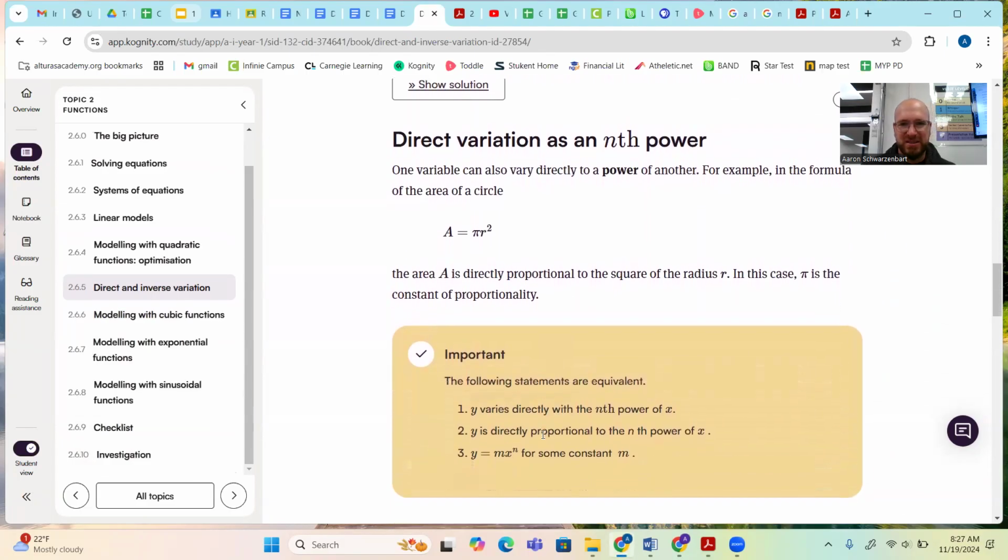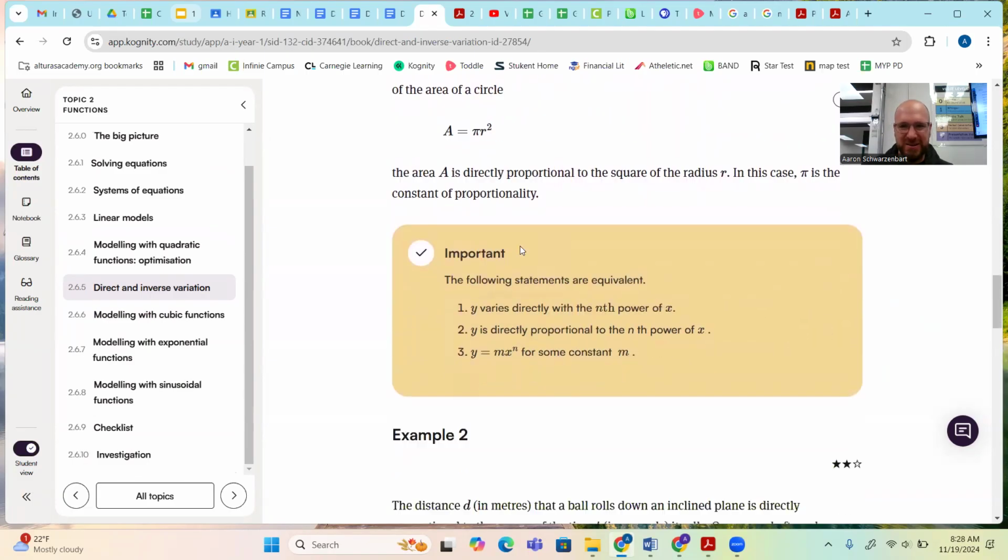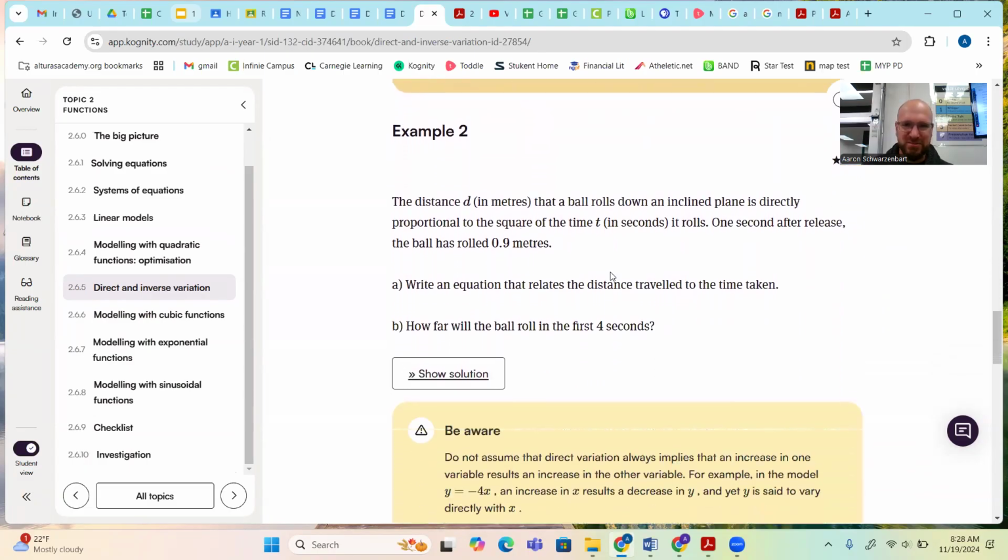So here we've got A equals pi r squared. Again, this is varies directly with a power, r squared. My constant of proportionality is pi. So the distance in meters a ball rolls down an inclined plane is directly proportional to the square of the time it rolls. After 1 second from the release, the ball is at 0.9 meters. So distance is directly proportional to time rolled. Okay, so d equals kt squared. That's my equation.